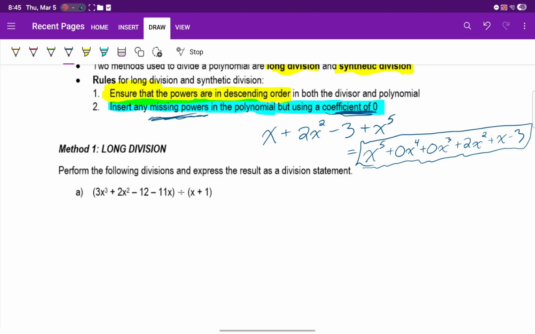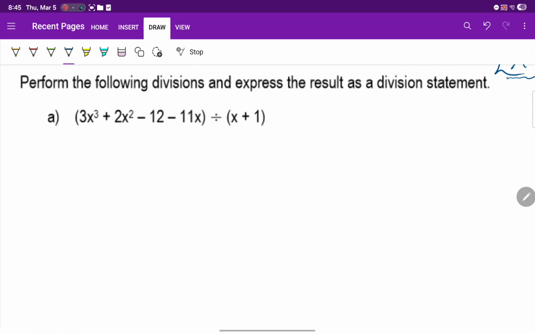So what I'm going to show you is a step-by-step process of completing long division of the following polynomials. We are doing 3x cubed plus 2x squared minus 12 minus 11x, and we are dividing that by x plus 1. So the very first thing is the setup. We are going x plus 1. This is my divisor. And we are going to write that like this.